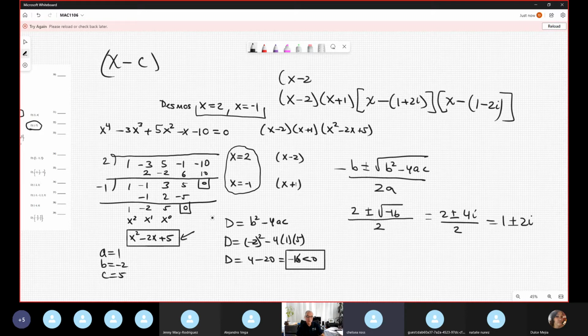x minus 2, x plus 1, more elegant way is parenthesis x minus 1 minus 2i, because you apply distributive property here, and this is x minus 1 plus 2i. You see, now more clear. We have a polynomial of degree 4, and you break it down into 4 factors: 1, 2, 3, and 4.